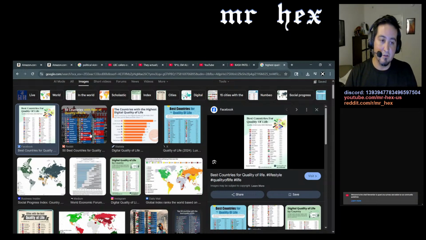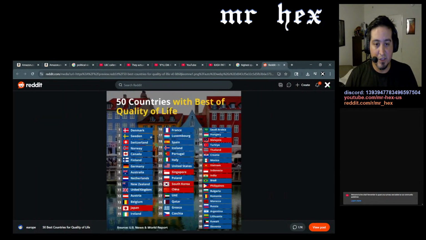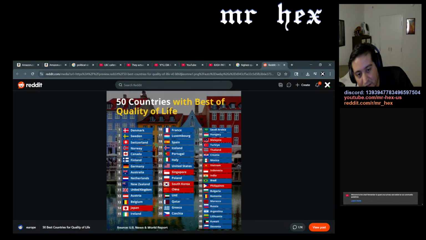Oh, here we go. 50 countries with the best quality of life. Here's a more clear picture. But again, these are your very progressive liberal countries. Denmark, Sweden, Switzerland, Norway. Now, some people will say, oh, it's because they're ethnically homogenous. Maybe it's not because they're ethnically homogenous. Maybe it's because they choose the right policies. Maybe in the United States you don't choose the right policies because you're constantly obsessed with race.